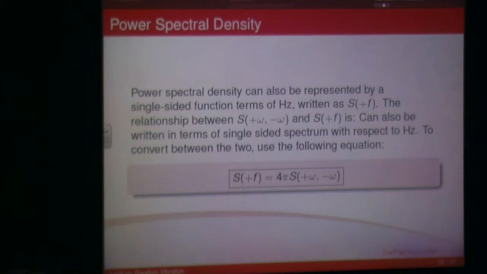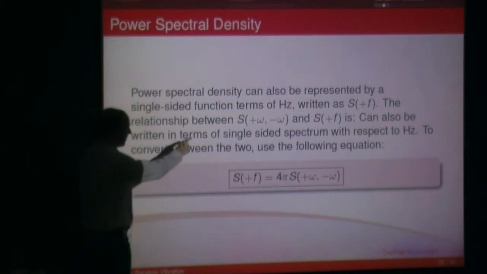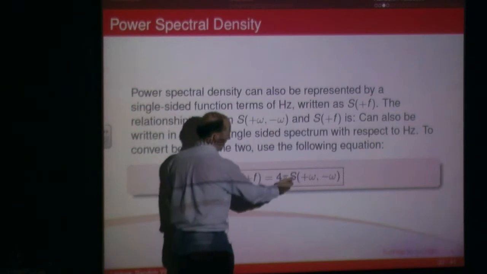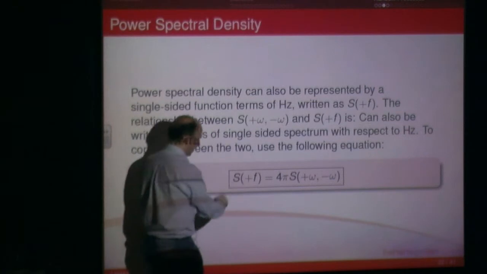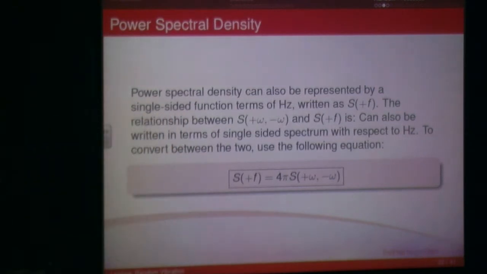Again, I won't go through the derivation, but to convert between a double-sided spectrum in terms of radians per second and a single-sided spectrum in terms of hertz, which you'll need, you multiply the double-sided one by 4 pi to get your frequency. That's just the relationship. Again, that's on the equation sheet, so you don't need to worry too much about that relationship. But like I said, you can go through the derivation if you want to. I don't think I included that in chapter 9. I might have done, I'm not sure. Let's see. No, I didn't. But you can go through the derivation if you want to.